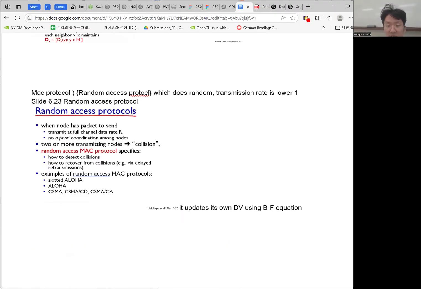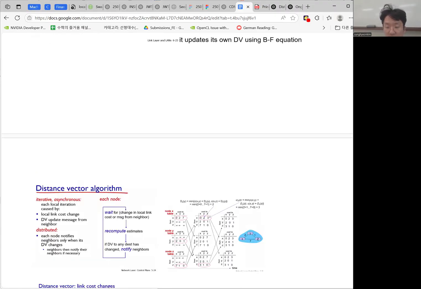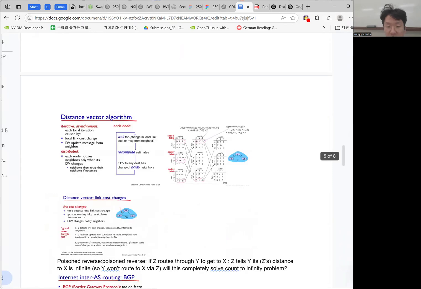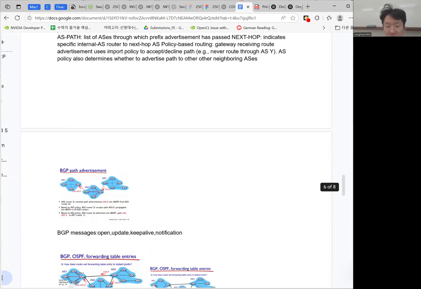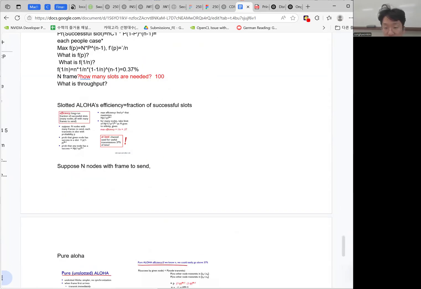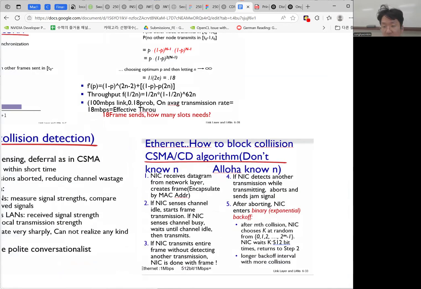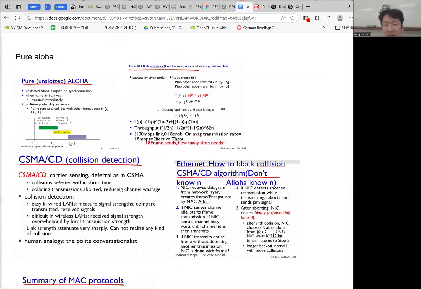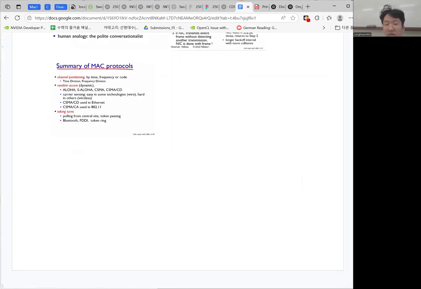Distance vector, random access algorithms, and BGP providing policy, slotted ALOHA and pure ALOHA, CSMA. How can we solve it? In the Ethernet situation, and MAC protocol. So this was today's summary.